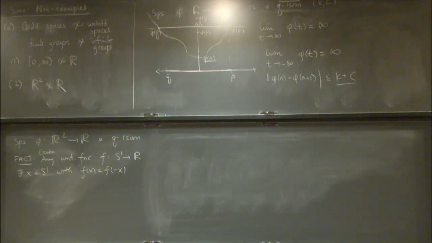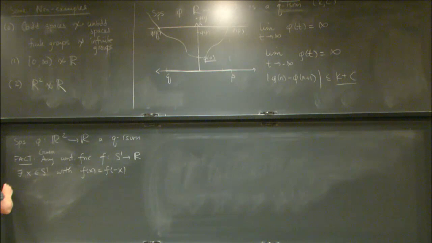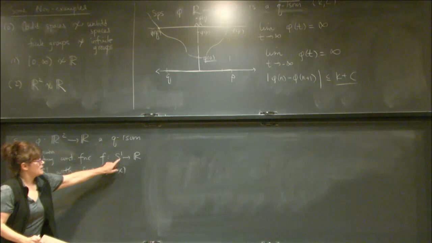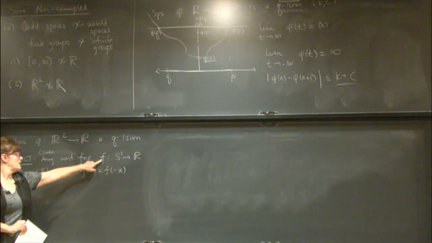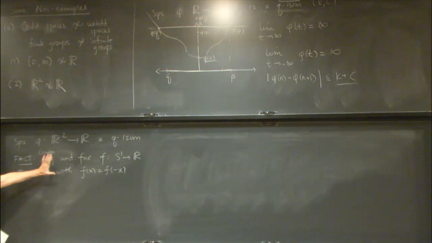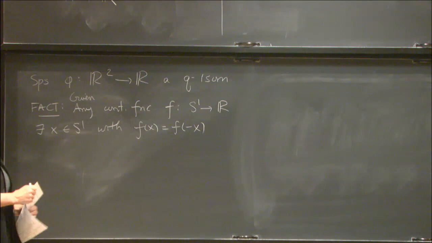In fact, that fact can be proven in this dimension with the intermediate value theorem. You can actually prove that any odd function from S1 to R that's continuous has a zero. That's the intermediate value theorem. And then you can simply make an odd function from f: g of x equals f of x minus f of minus x or something like that. So you can prove this with the intermediate value theorem. Nothing beyond calculus is used here so far.